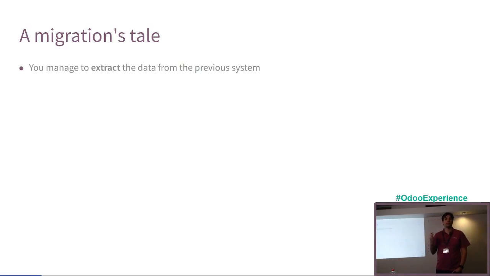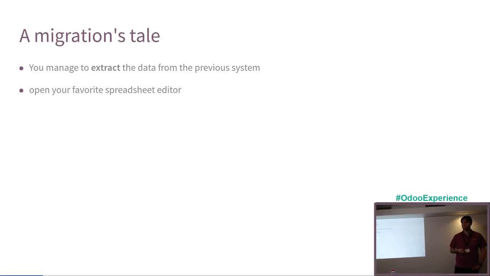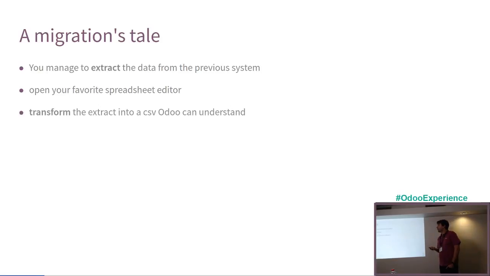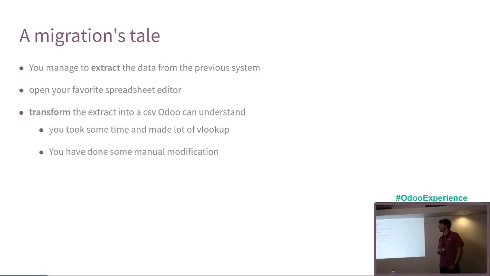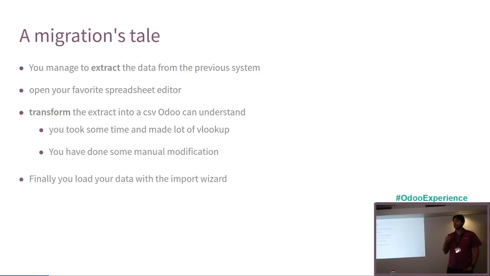There is a nice extract tool, so you don't have a problem for that. Then you open your favorite spreadsheet editor. You transform the extracted data into a CSV that Odoo can understand. So you spend a lot of time with VLOOKUP, doing manual transformation. And finally, you load the data with the import wizard. Of course, there's too much data, so you get a timeout, you split your file, you import again, and you're happy.